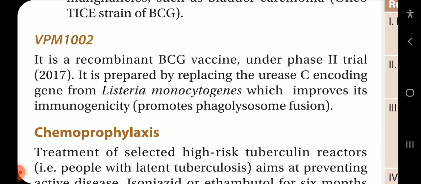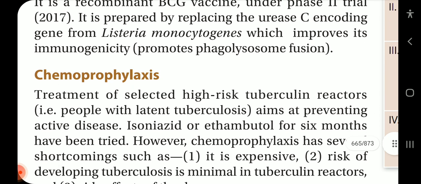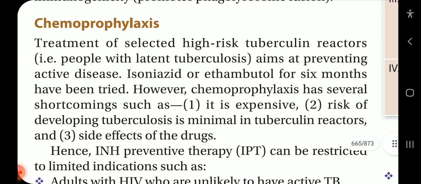VPM 1002 is a recombinant BCG vaccine under phase 2 trial in 2017. It is prepared by replacing the urease C encoding gene with one from Listeria monocytogenes, which improves its immunogenicity and promotes phagolysosome fusion.